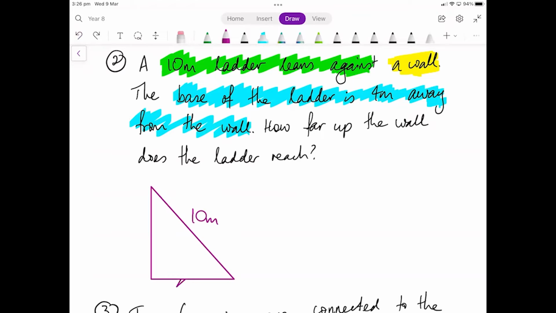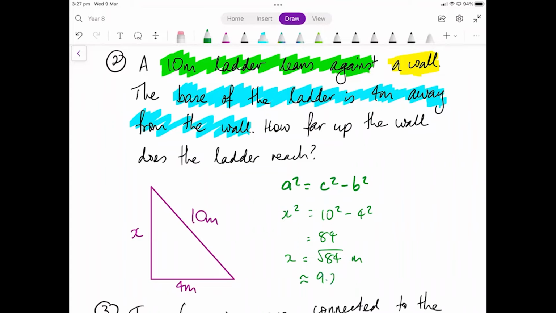So the question says, how far up the wall does the ladder reach? That means that I need to find the distance up the wall, which I've labeled x. This means it's the shorter side, so I write the appropriate formula, a squared equals c squared minus b squared. That means x squared equals 10 squared, take away 4 squared. This is 84. So x is the square root of 84, or approximately 9.2 meters to 1 decimal place. Don't forget your units.